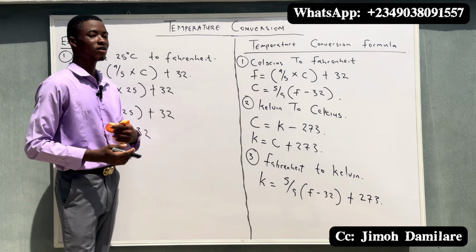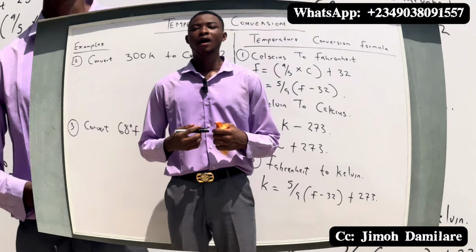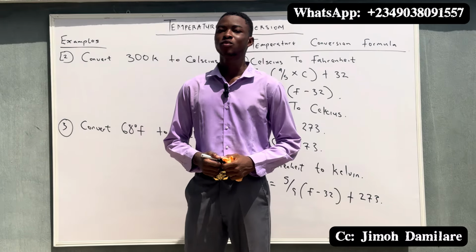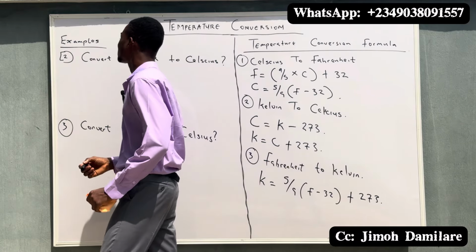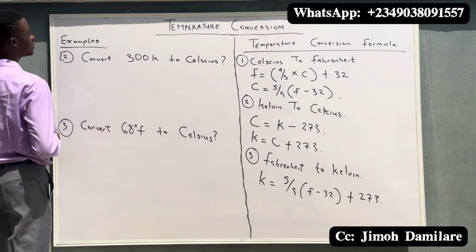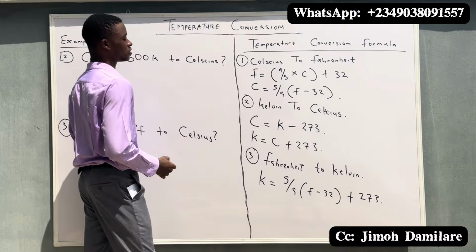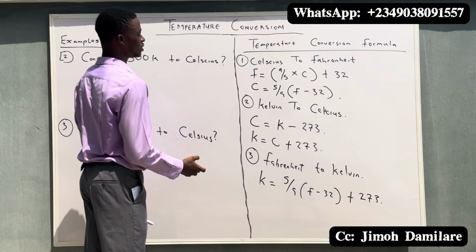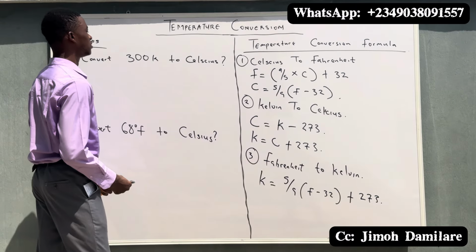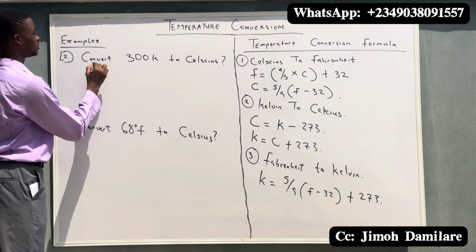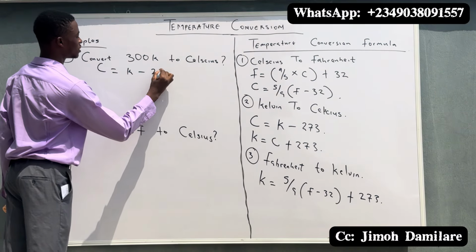So let's look at another example still on the temperature conversion formula. And moving to the next example, we have two examples as written on the board. The second example says convert 300 Kelvin to Celsius. So we have to convert Kelvin to Celsius. And in order to convert Kelvin to Celsius, we are given our formula: Celsius equals Kelvin minus 273.